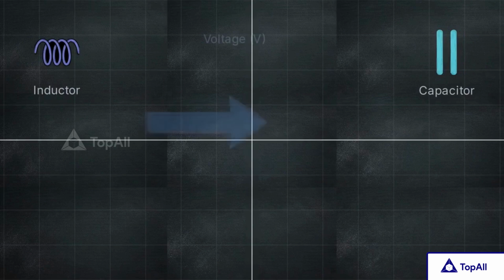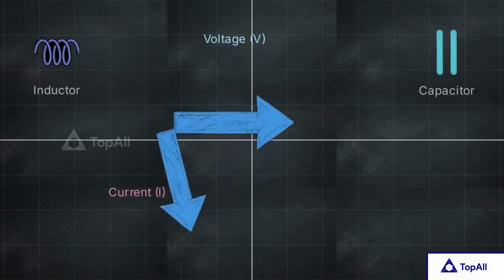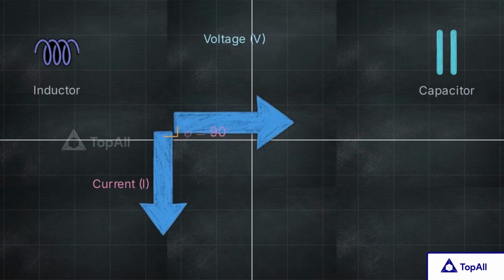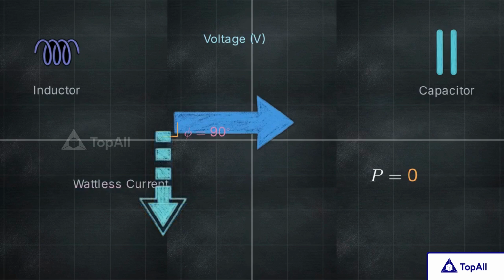Now look at case 2, a circuit containing only an inductor or a capacitor. These components store and release energy, forcing the voltage and current to be exactly 90 degrees out of phase. The cosine of 90 degrees is 0. Plugging that into our equation, total power dissipated is 0. This creates wattless current. Electricity physically flows and takes up capacity, but absolutely no work is being done.